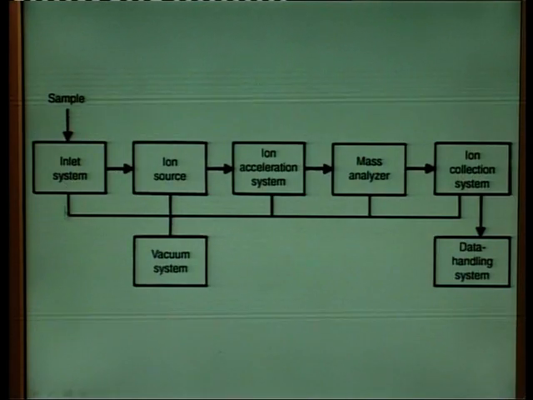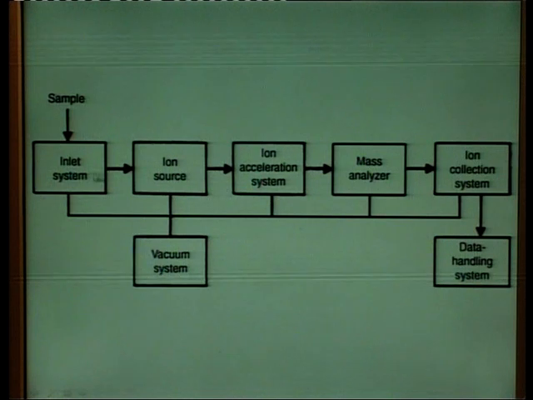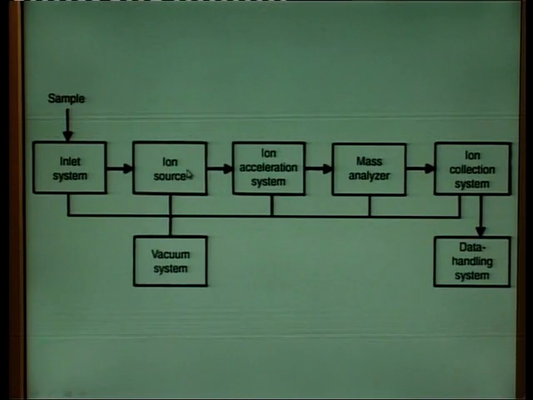Now, this is the diagrammatic scheme of the mass spectrometer. Here the sample is introduced into the inlet system. It is then put into the ion source. Here, by different methods, it is converted into ions. Then it is accelerated, then put to the mass analyzer, then to the ion collection system in the form of results, and these results are then synchronized with the data handling system, which is a computer.